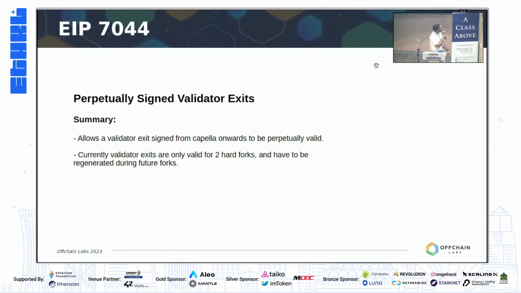So yeah, moving on to the next one is EIP 7044. Perpetually signed validator exits. This allows a validator exit to be perpetually valid from Capella onwards. Currently, validator exits are only valid for 2 hard forks. So if you're a validator and you want to exit participating from the chain, you can't just stop attesting. You basically would have to sign a voluntary exit in order to exit from the chain.